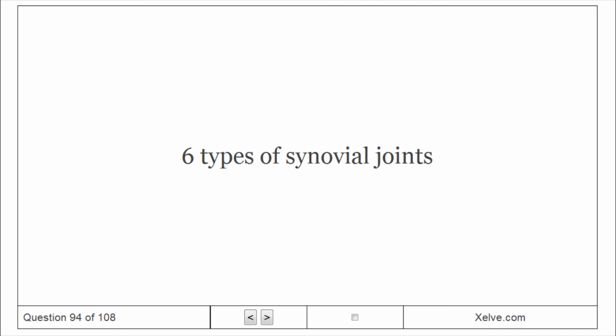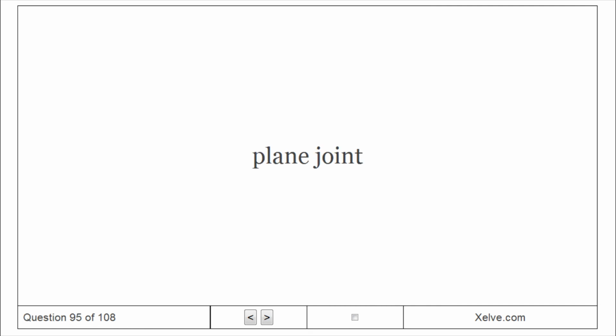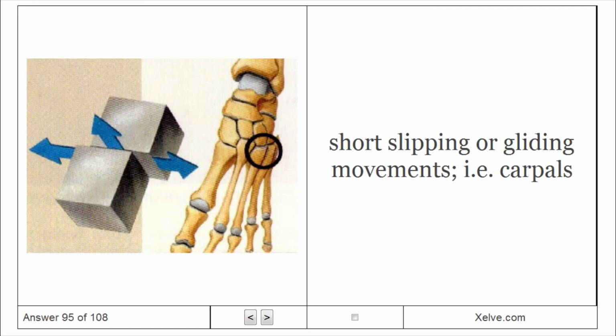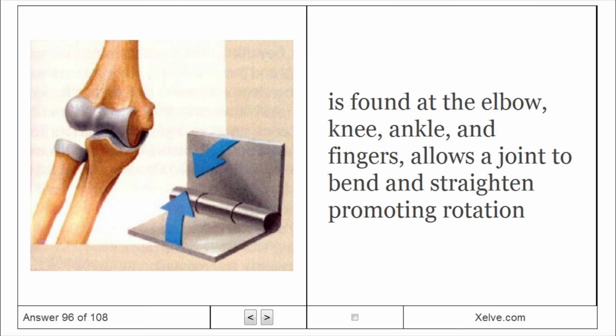Six types of synovial joints: plane, hinge, saddle, condyloid, ball and socket, pivot. Plane joint. Short slipping or gliding movements, i.e., carpals. Hinge joint. Found at the elbow, knee, ankle, and fingers, allows a joint to bend and straighten.